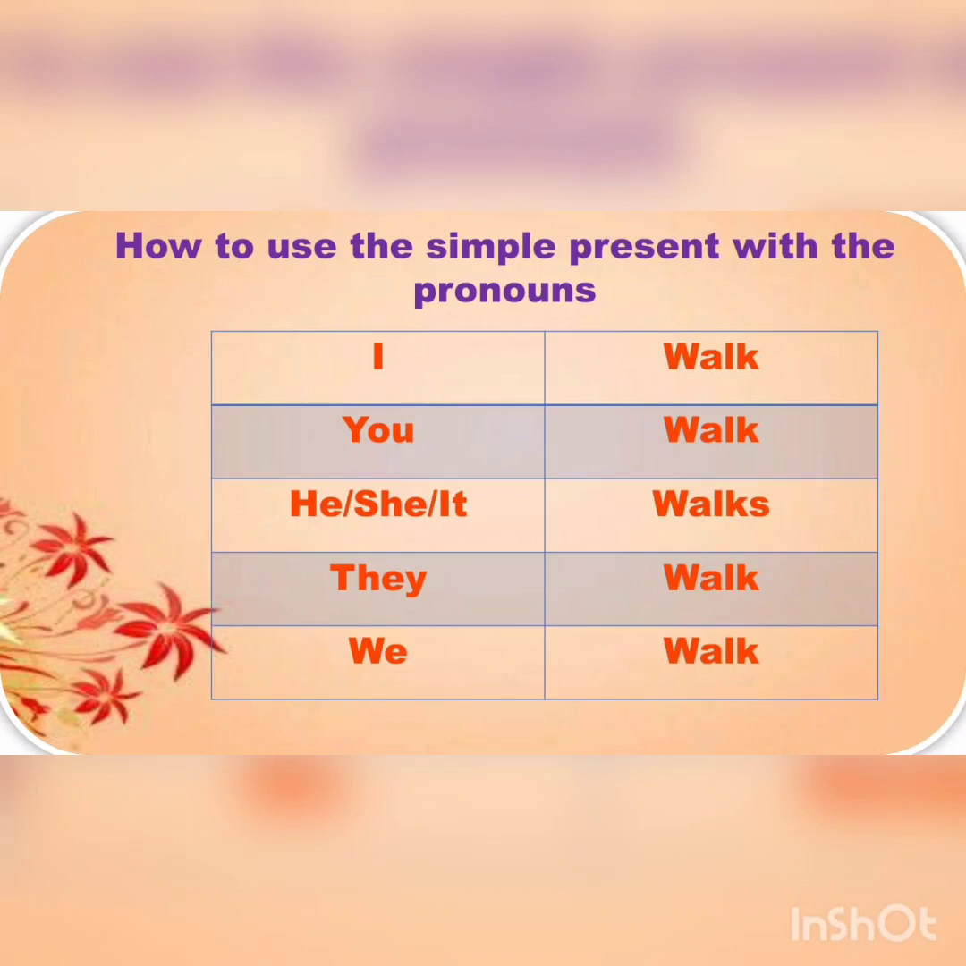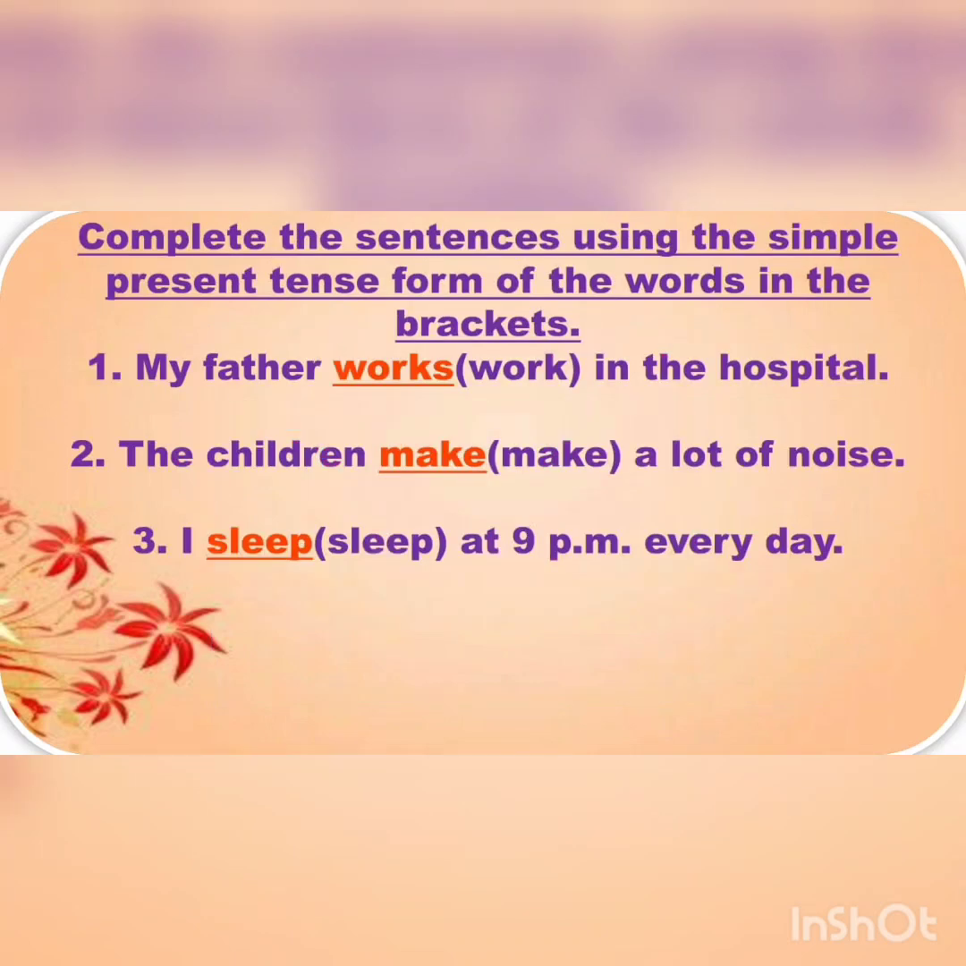So children, now let us see the exercise of simple present tense. Complete the sentences using the simple present tense form of the words in the brackets. Now these three forms you have to remember and implement in this exercise. First one, my father blank in the hospital. Works. My father is the subject, so the subject is singular, so the verb will be plural. Next.